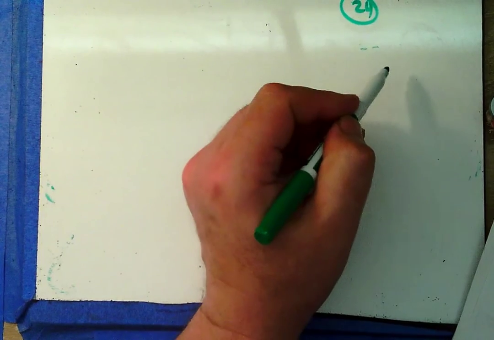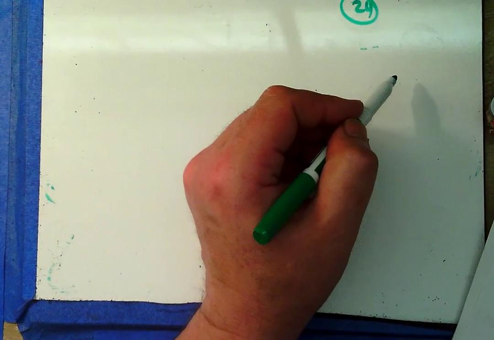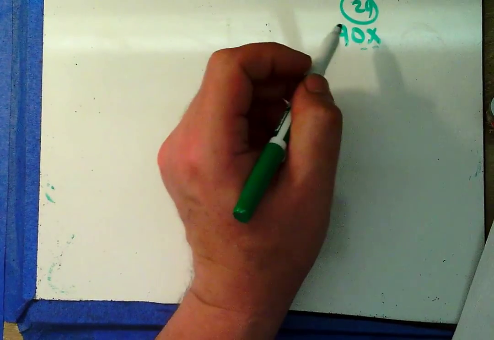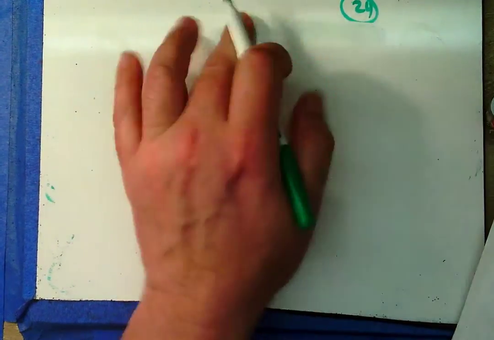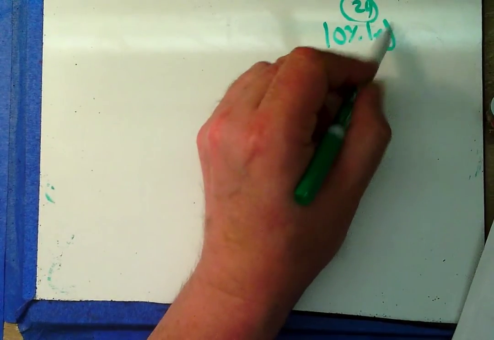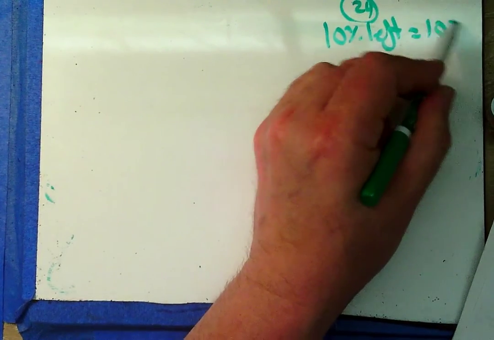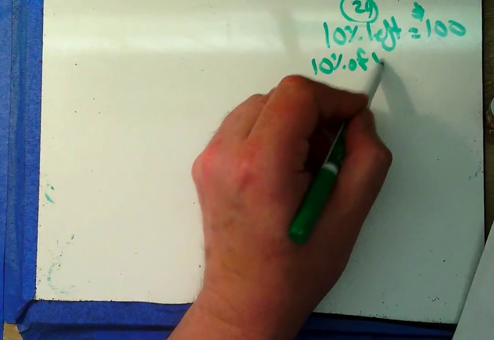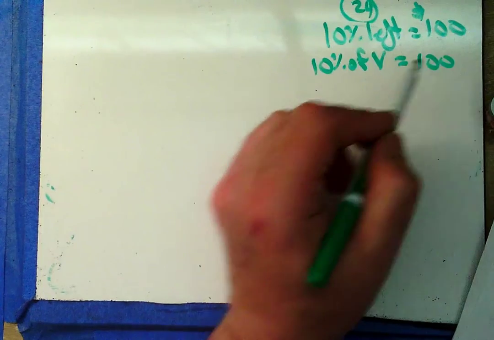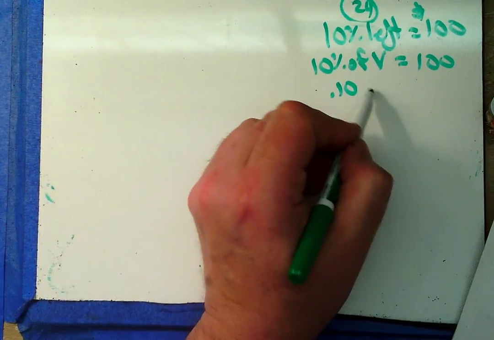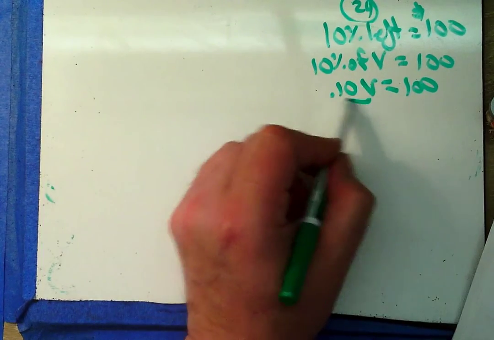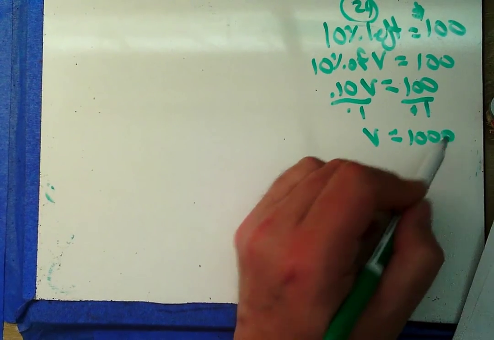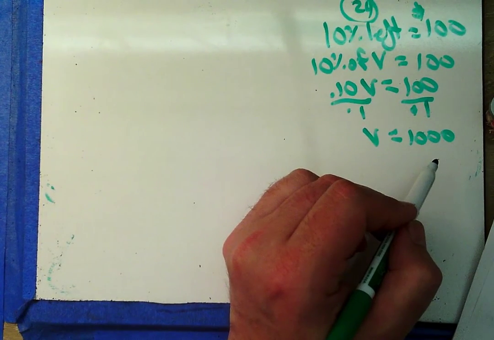24. After Jean spent 90% of her vacation money, was spent, which means she only has 10% left, and 10% is $100. So 10% of the vacation money is $100. Well, that's 0.10 V equals 100. And so if I divide both sides by 0.1, I get V equals $1,000. She started off with $1,000.